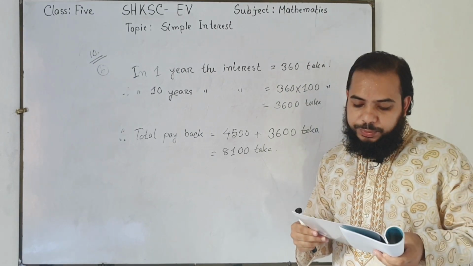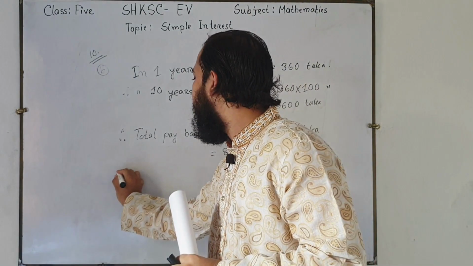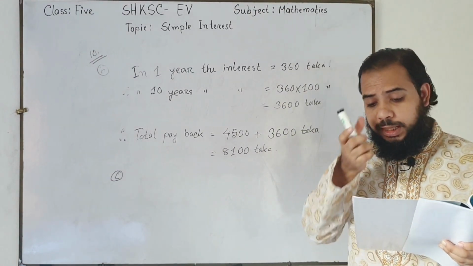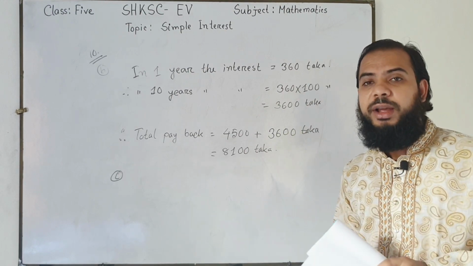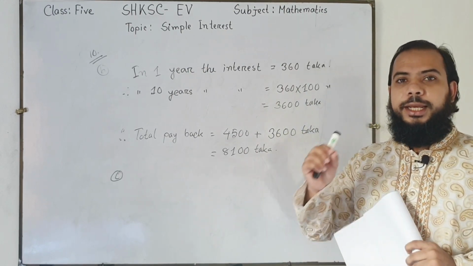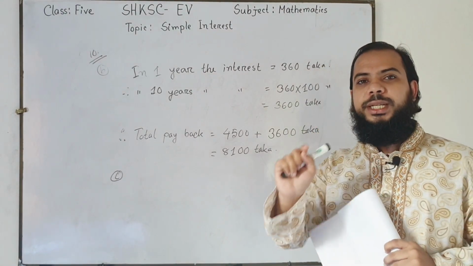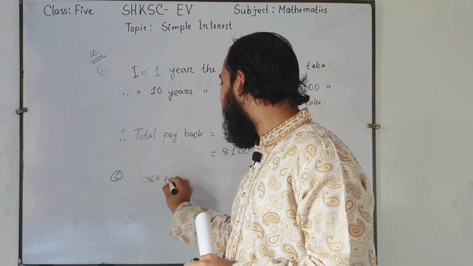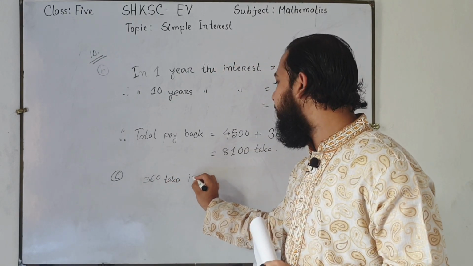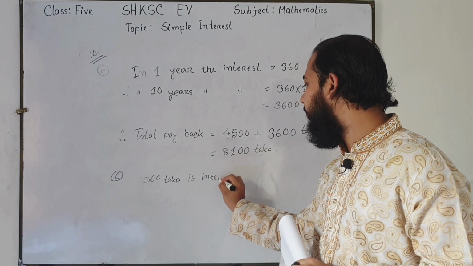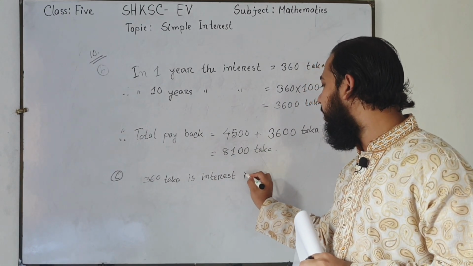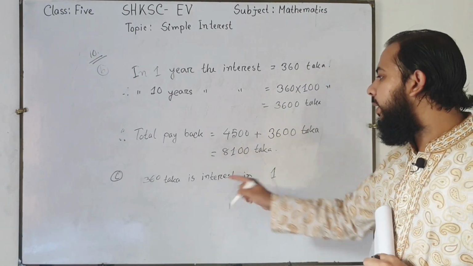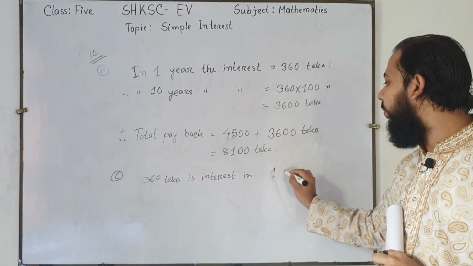Now we move on to our next question, question number C. Question number C asks, after how many years will the interest add up to 2,520 taka? That means the interest will be 2,520 taka in how many years? So we can write, 360 taka is interest in 1 year. From A we already know that 360 taka is the interest in 1 year.